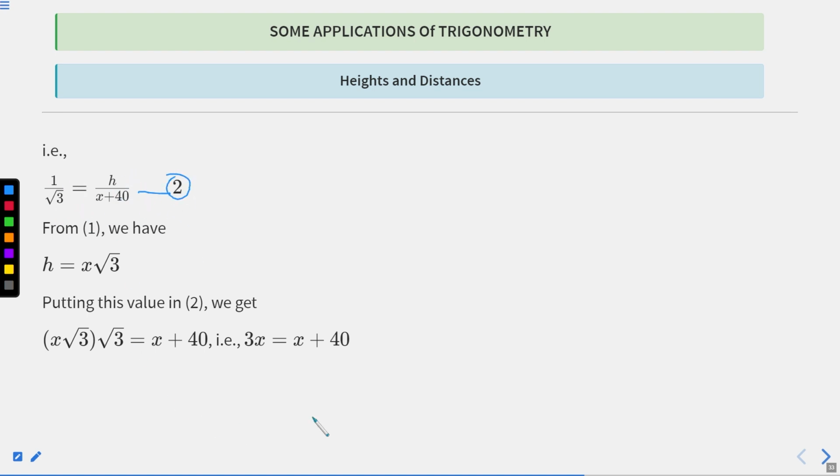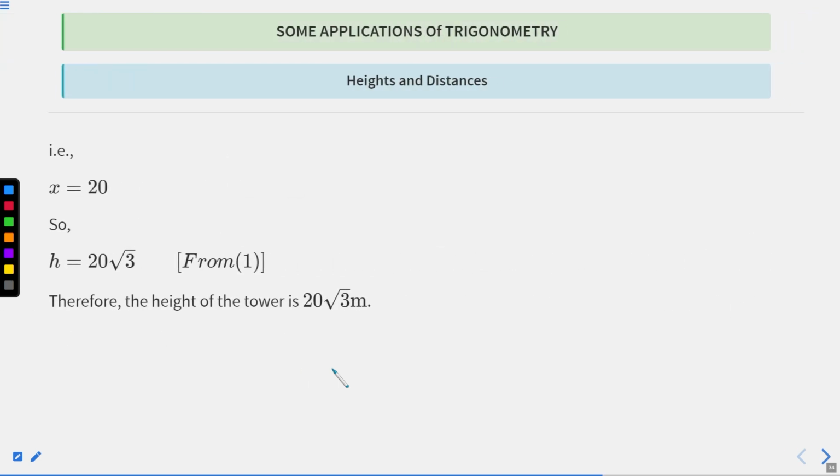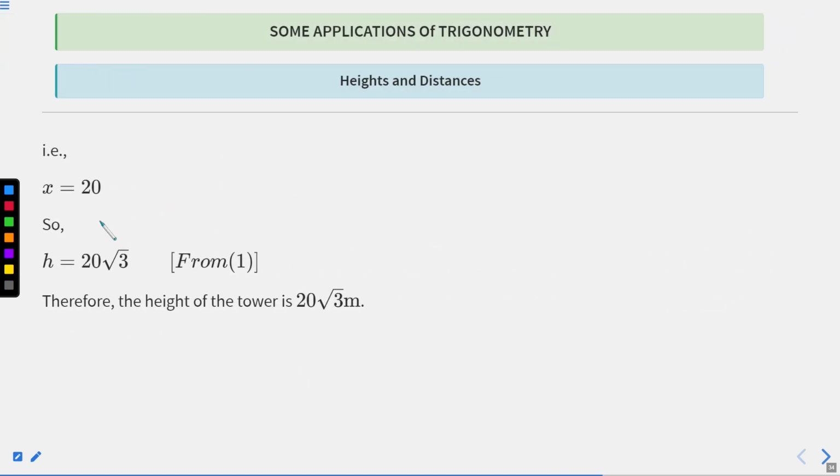Now from equation 1, we have h equal to x times root 3, and putting this value in equation number 2, we get x times root 3 is equal to (x plus 40) by root 3, that is 3x is equal to x plus 40. So 3x is equal to x plus 40, which implies 2x is equal to 40, which implies x is equal to 20. So the height h is equal to 20 times root 3 from equation 1. Therefore the height of the tower is 20 times root 3 meter.